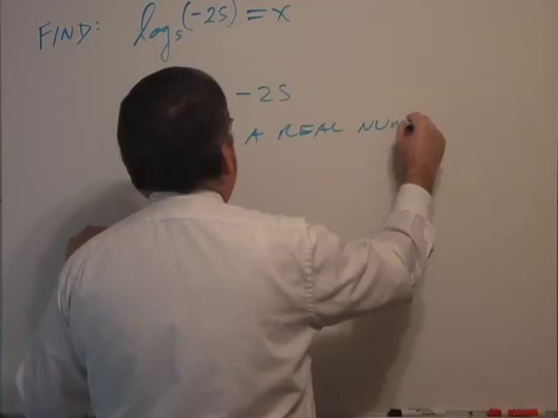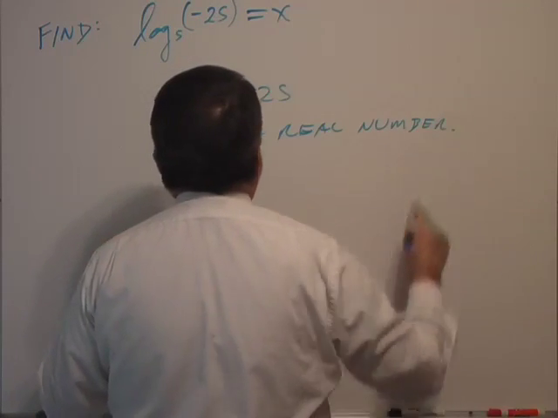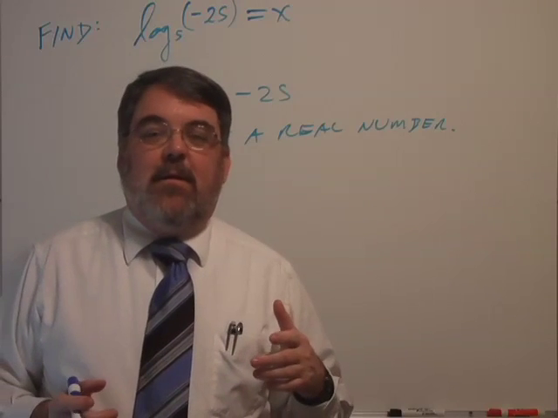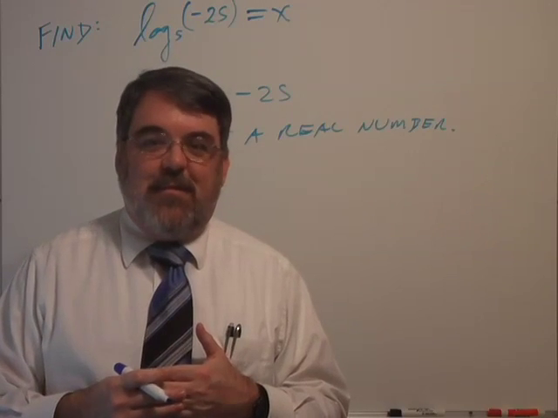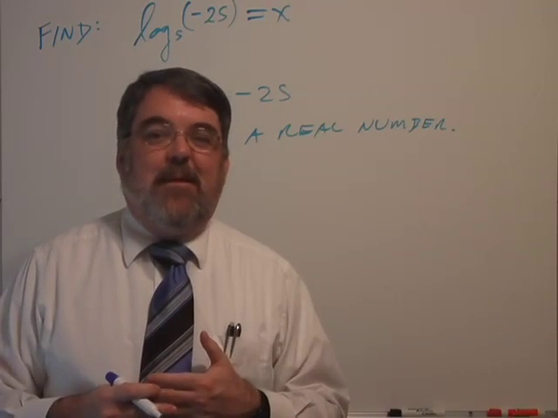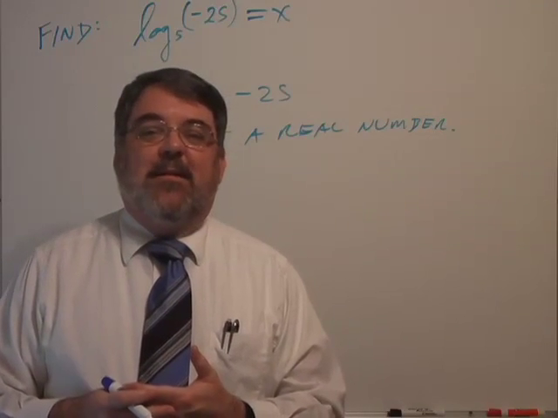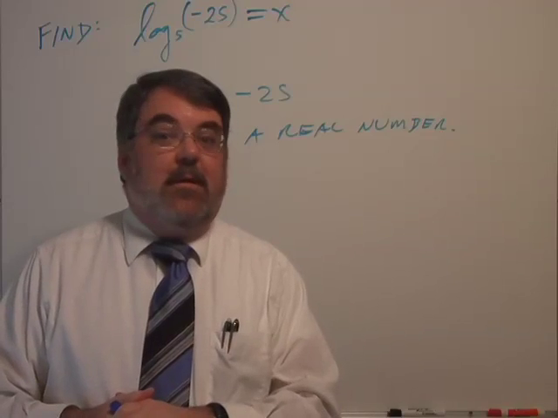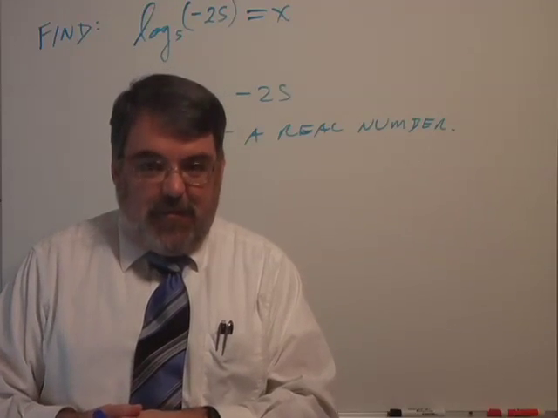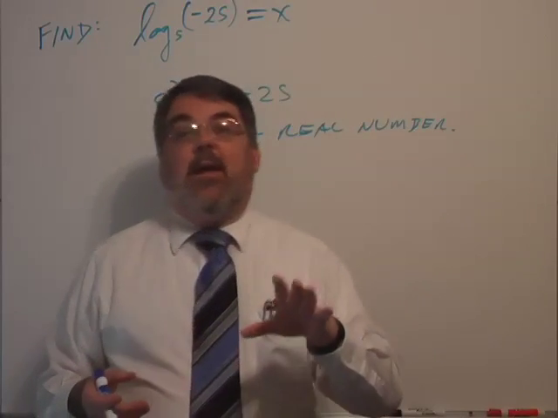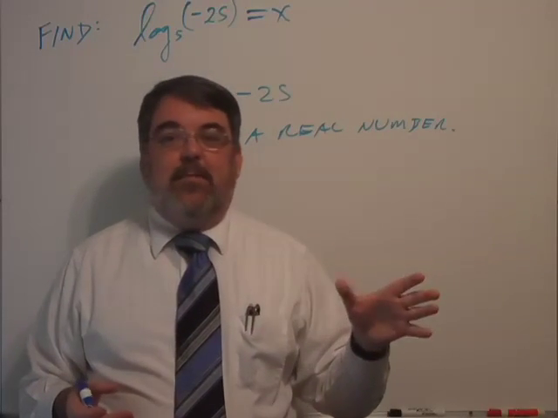So the moral of this story is that we don't take logarithms of negative numbers. They don't exist in the real number system. And so when you see that, think, well, there's no solution in the real numbers, and leave it at that. So no logs of negative numbers. Now, people get that confused because a logarithm can be a negative, just as it will be in my next example.